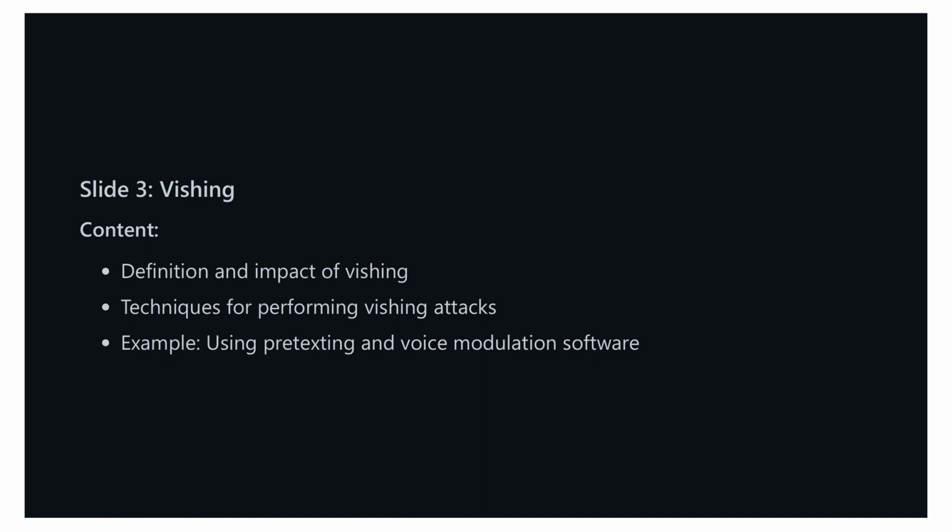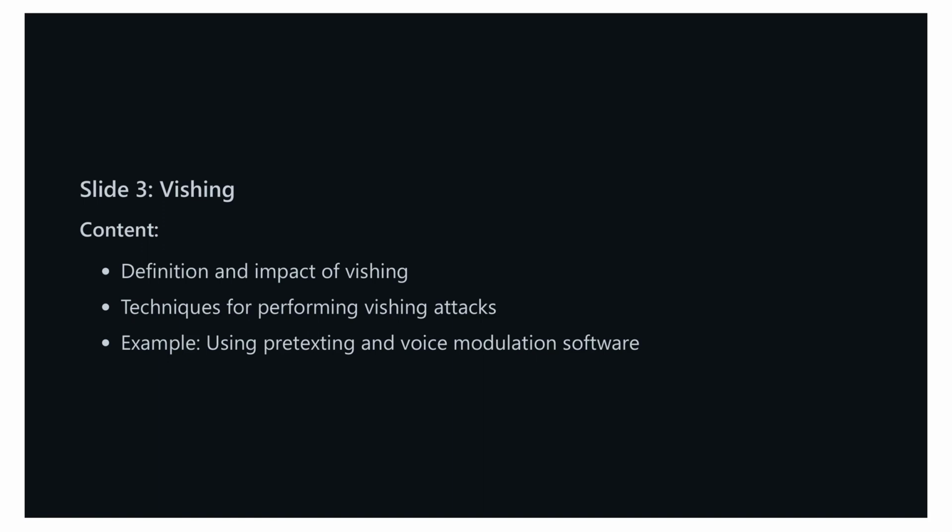Now that we've covered phishing, let's move on to Vishing. Vishing, or voice phishing, is another form of social engineering that targets victims over the phone. Unlike phishing, which often uses email or messages, Vishing exploits human trust through voice communication. The impact of Vishing can be incredibly severe. Attackers may use it to gain sensitive information, such as social security numbers, banking details, or even to manipulate individuals into taking harmful actions. Techniques for performing Vishing attacks can include using pretexting, where the attacker assumes an identity that the target might trust, such as a bank representative.